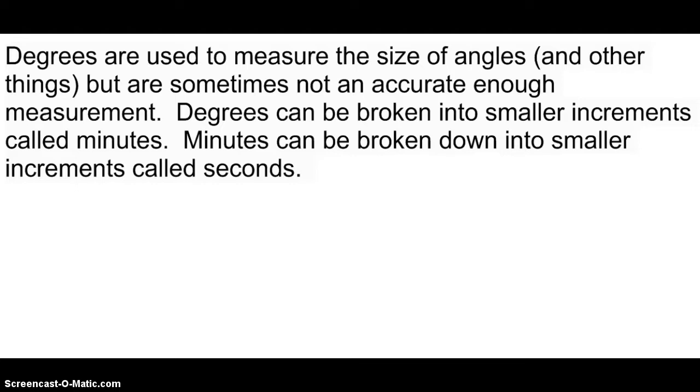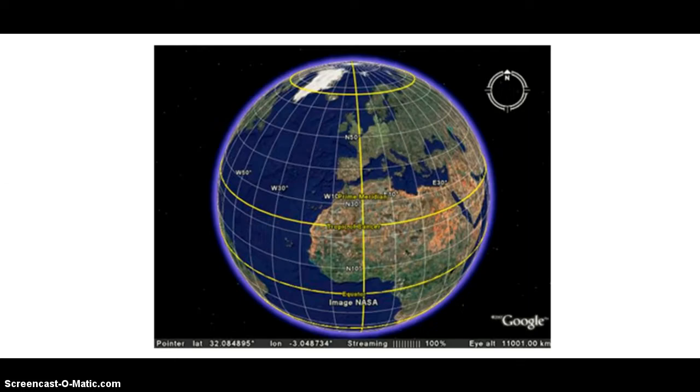Degrees can be broken into smaller increments called minutes, and minutes can be broken down into smaller increments called seconds, very much like how we measure time. The one place where we see the application of degrees, minutes, seconds is when we measure angle measure on a three-dimensional object or space. So here we have the Earth.